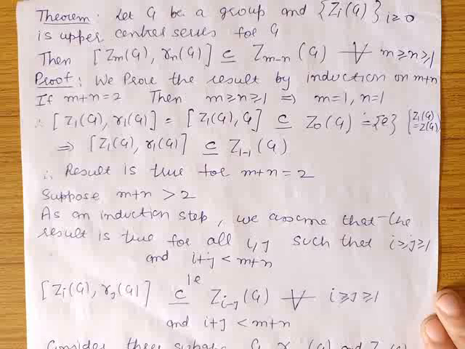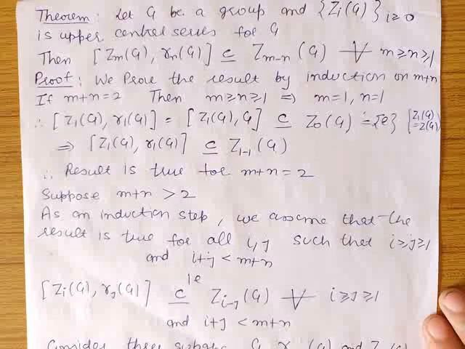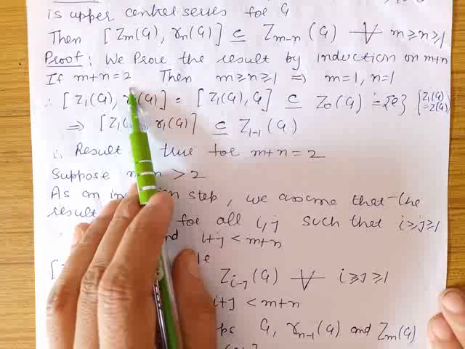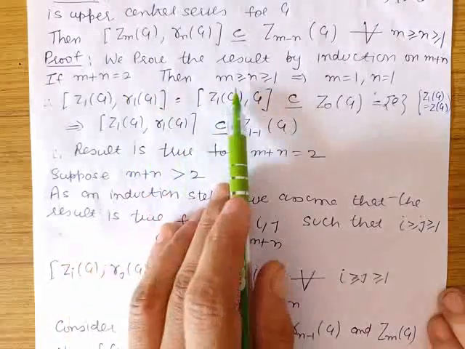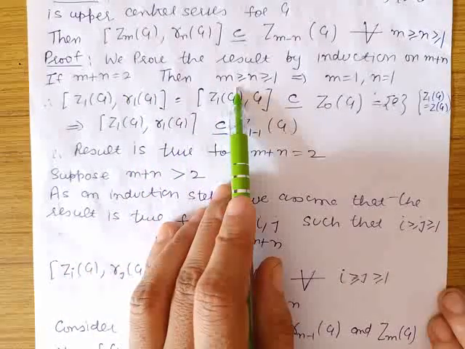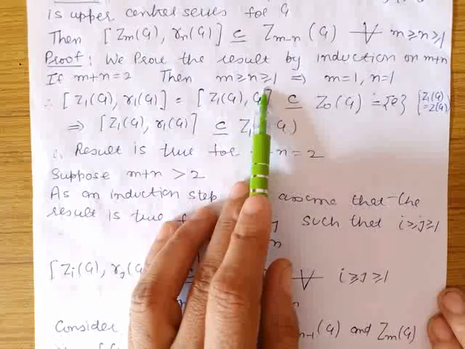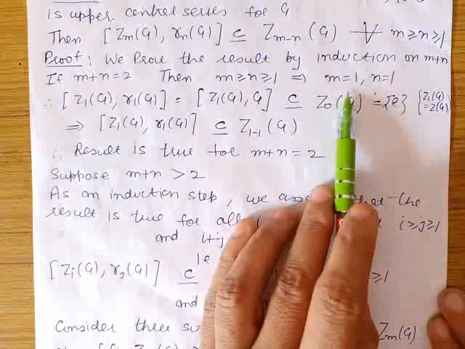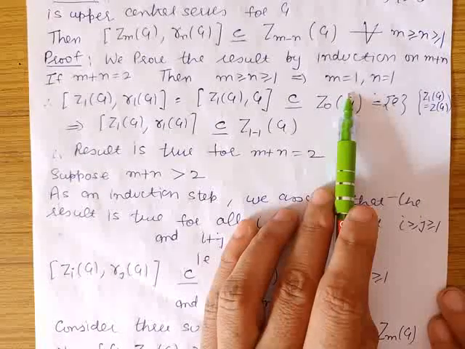To prove this result, again we use induction on m plus n. So first of all, let us take m plus n is 2. Now because m is greater than or equal to n and this is further greater than or equal to 1, so we must have m and n both are 1.